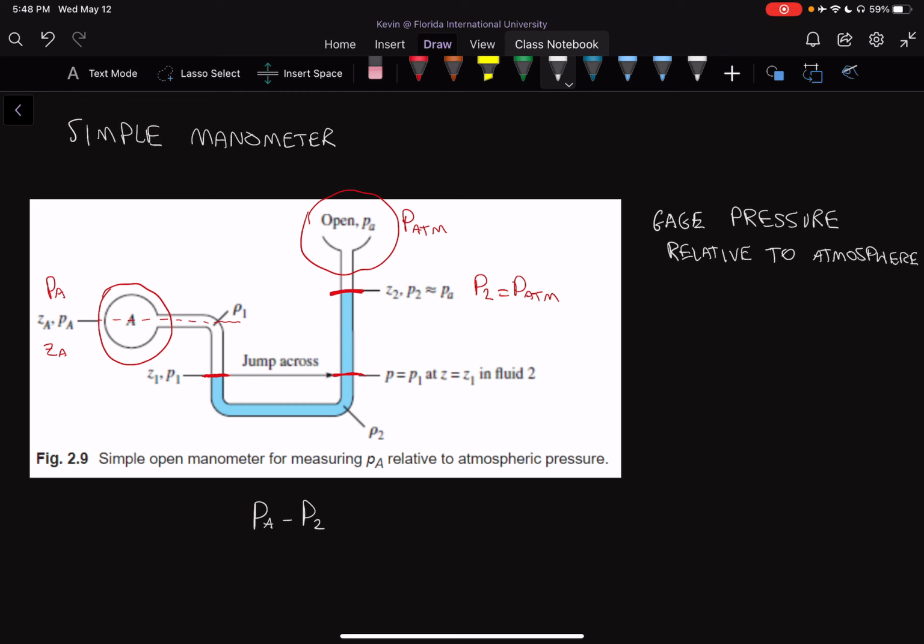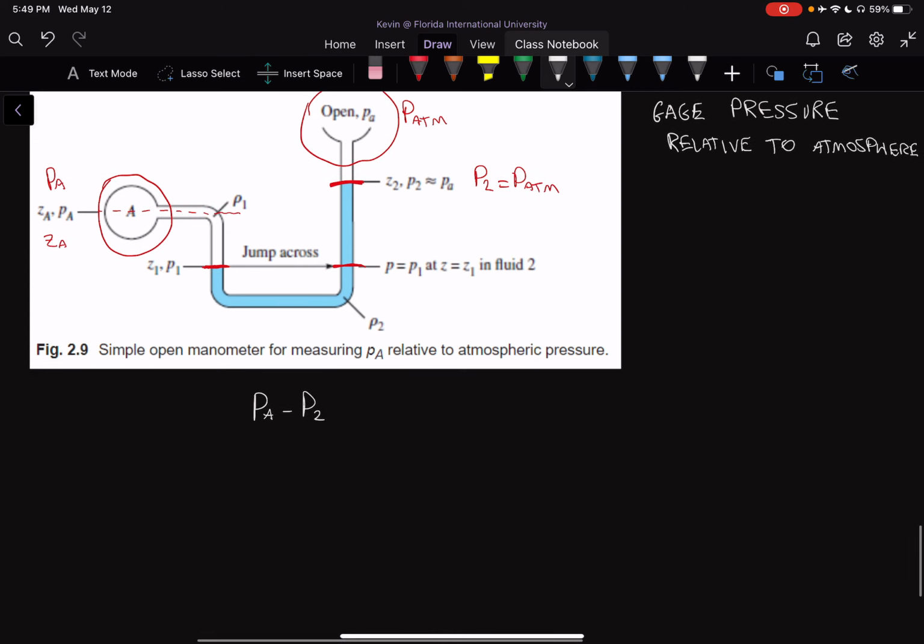Okay, so how is it going to work? How are we going to work out this problem? Well, we're going to break it up into two different parts. The first part of our system is trying to figure out the pressure difference between this point here, and I'll write it in orange, and our pressure A. So we have to find the difference between that point and pressure A.